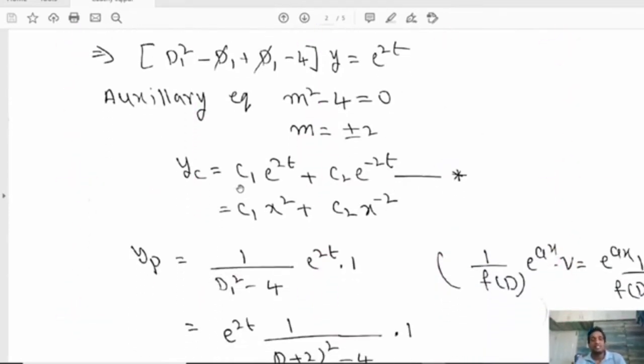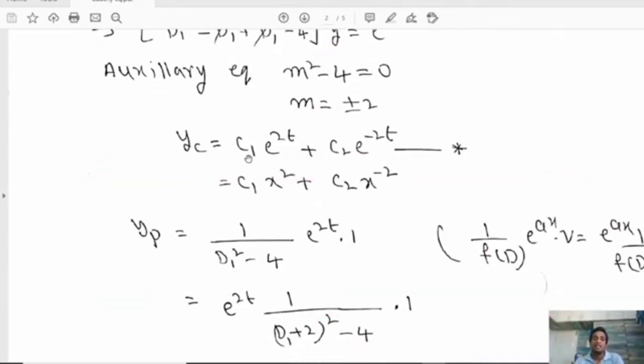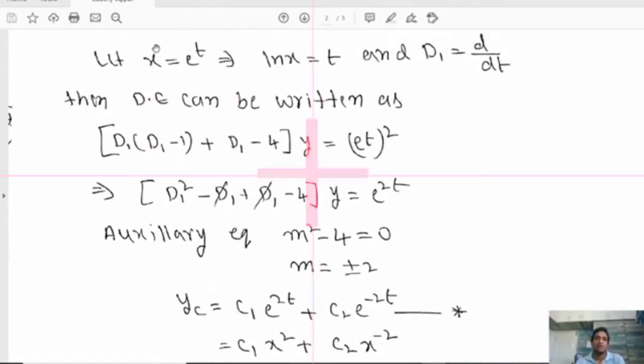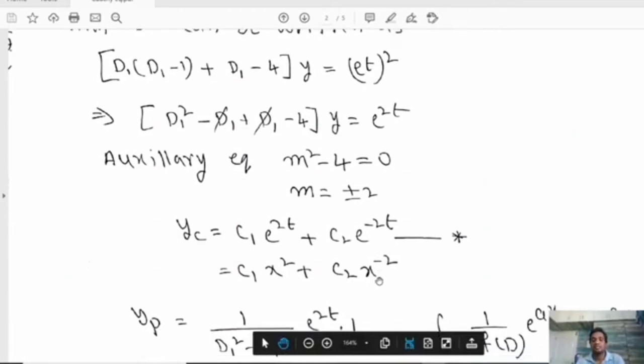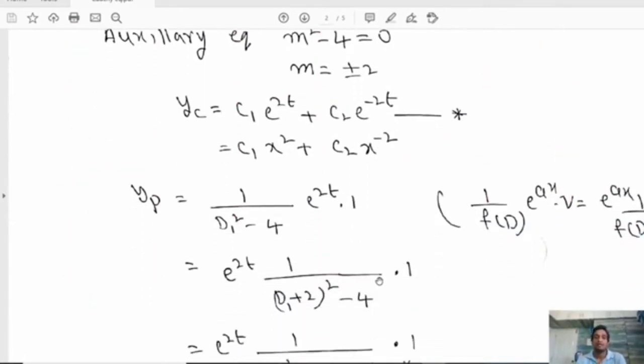So the yc will be c1 e power 2t plus c2 e power minus 2t. Why? Because I got two values, 2 and minus 2, real and distinct. Here I have made a star mark because generally students don't write the answer in terms of t only, but the question is in terms of x. So again we have to change t to x. Since x is equal to e power t, e power 2t becomes x squared and e power minus 2t becomes x power minus 2. So this is our yc.